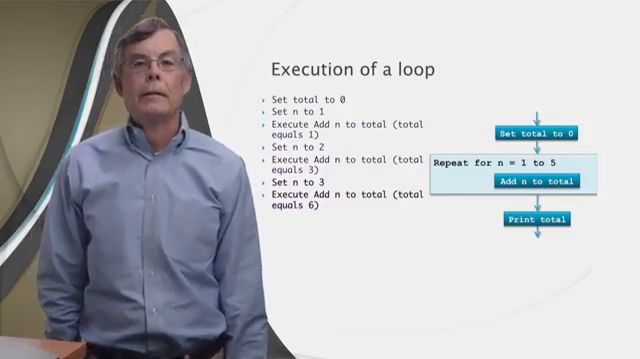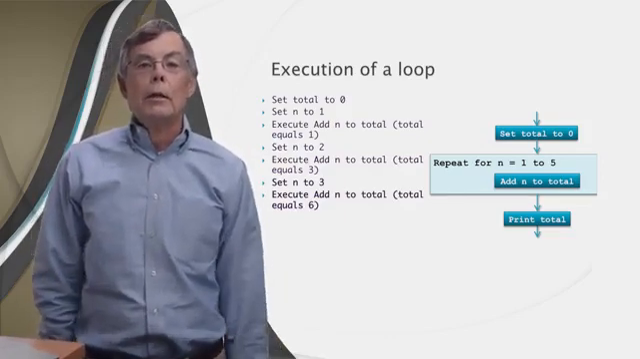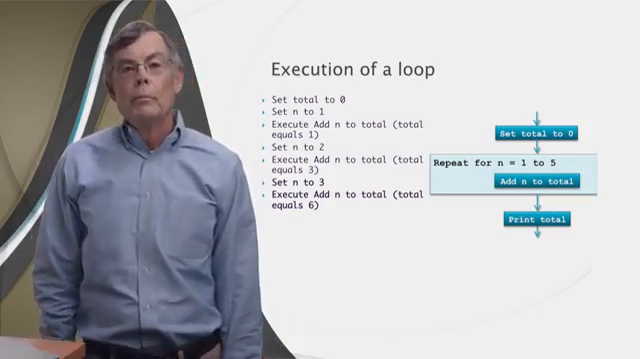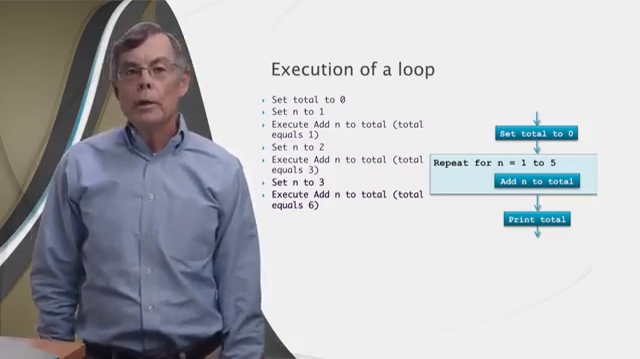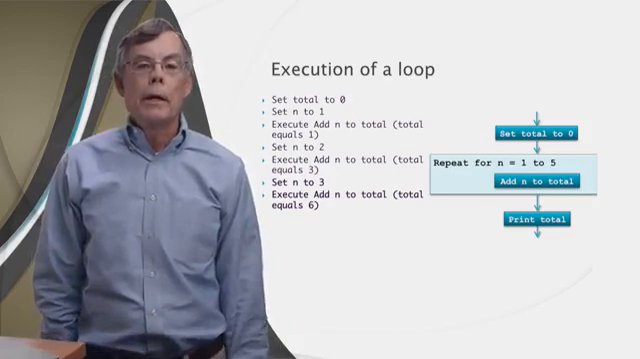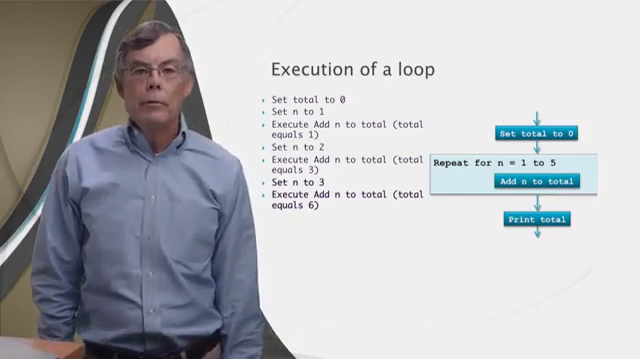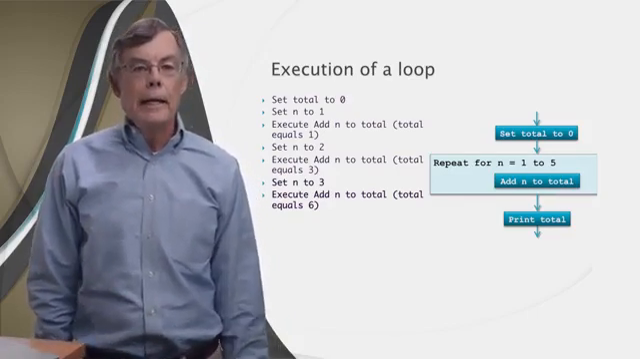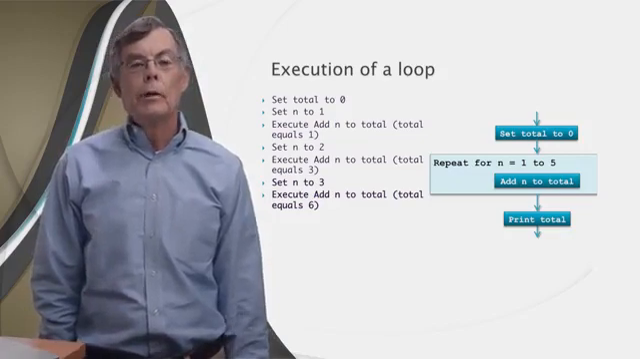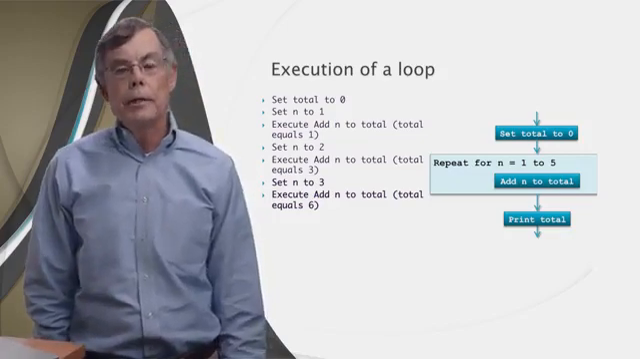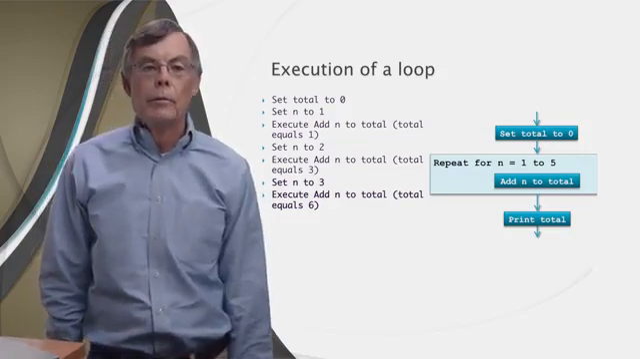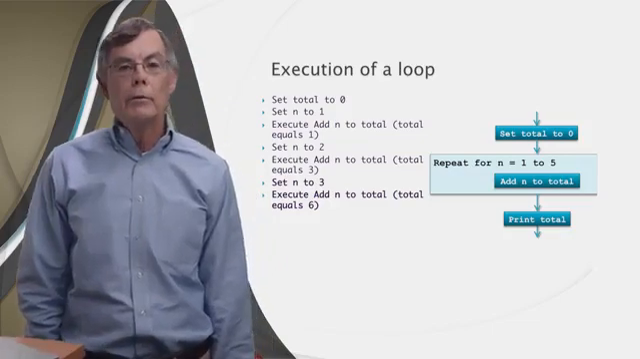Bored yet? Me too. Don't say I didn't warn you, but we need to go through this for at least one loop. Okay, for the third iteration, n is set to 3. Again, n is added to total. Total equals 3, n equals 3, so total equals 6. That completes the third iteration of the loop.